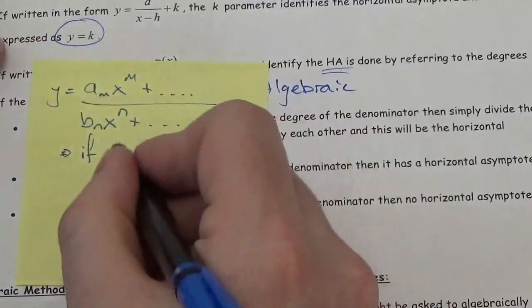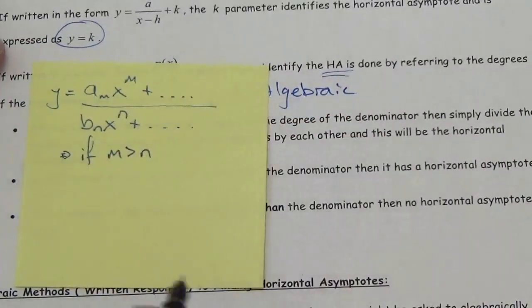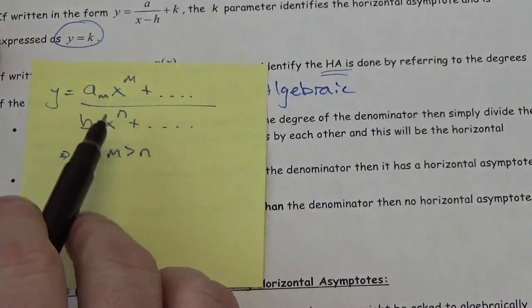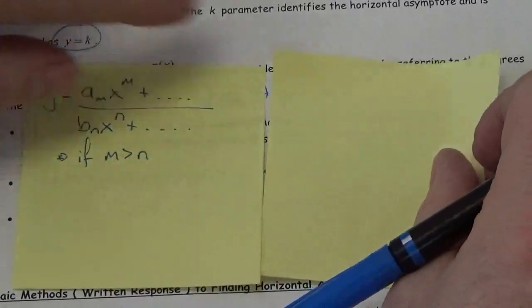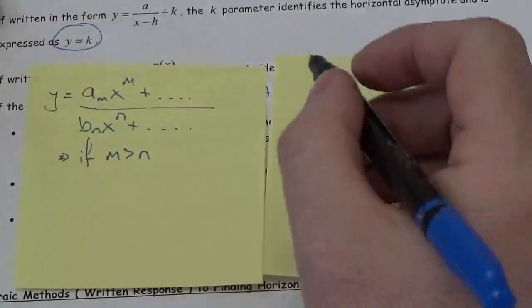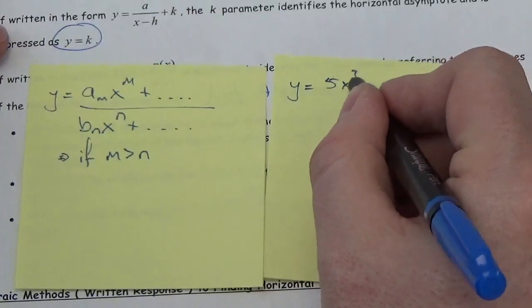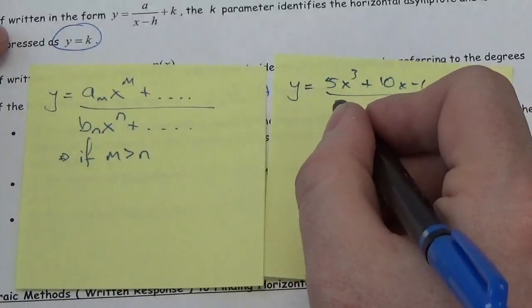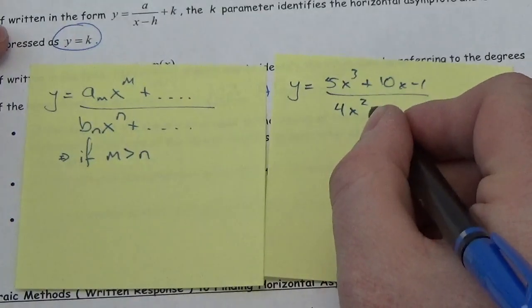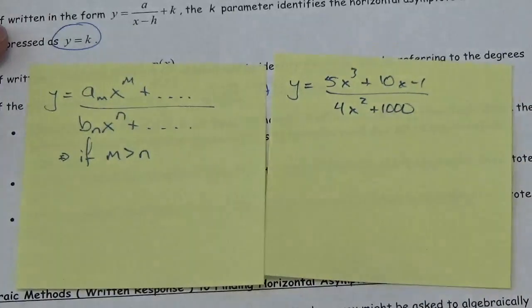Then if m is bigger than n, if the degree of the numerator is larger than the degree of the denominator, I'm going to give you an example over here. So let's say you've got y equals 5x cubed plus 10x minus 1 over 4x squared plus 1,000.